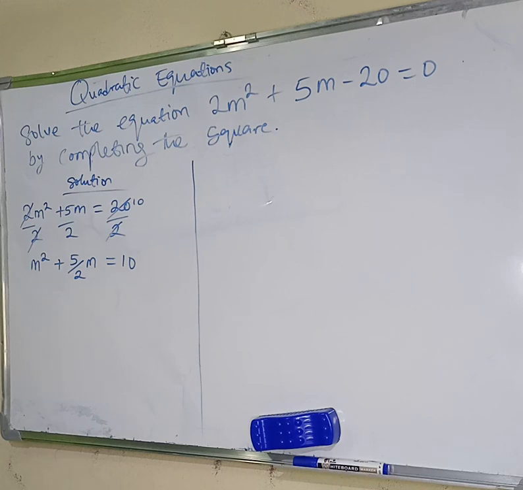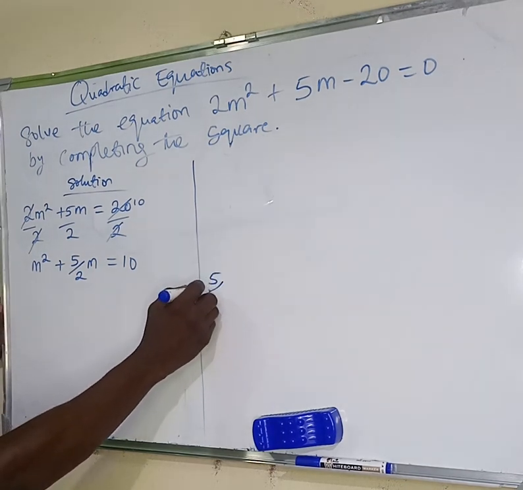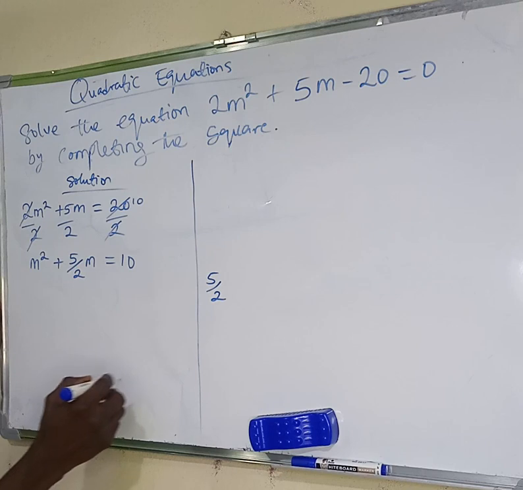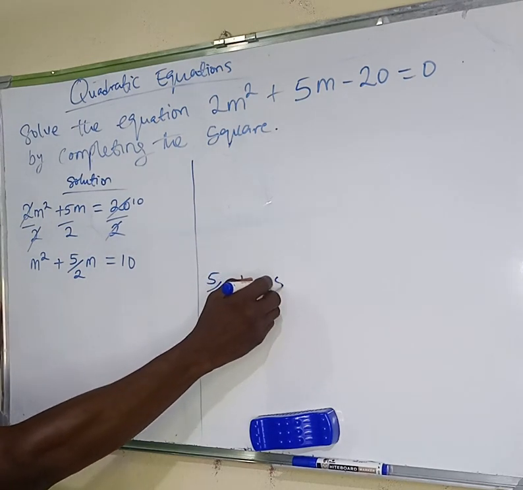Now we move on. The next thing we'll do from this point is take the square of half the coefficient of m and then add it to both sides. I repeat, we'll take the square of half the coefficient of m and add it to both sides of the equation. Now, what is half the coefficient of m? The coefficient of m is 5 divided by 2. Then if we want to take half of it, we multiply by 1 over 2. And this will give us 5 times 1, 5.